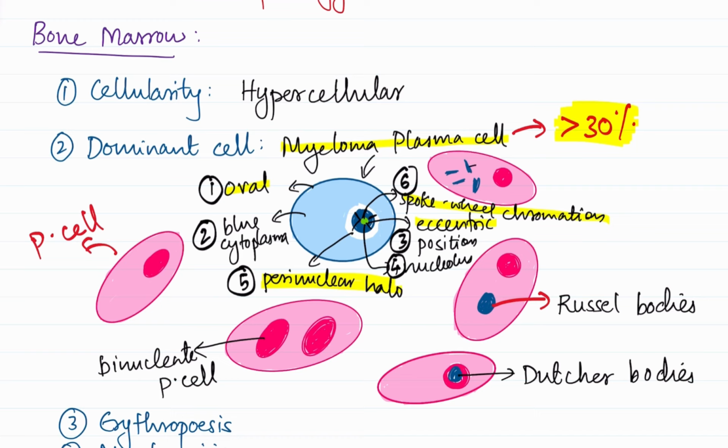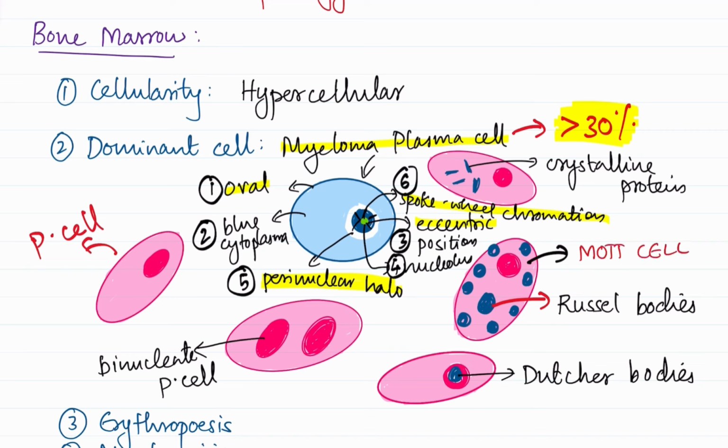And sometimes what happens is that crystalline matrix may be present or absorbed inside the plasma cell, crystalline proteins. And often there will be several Russell bodies or several inclusions, and this will give the appearance of a grape. Grape-like inclusions are seen inside the myeloma cell, and such a cell is called a Mott cell.